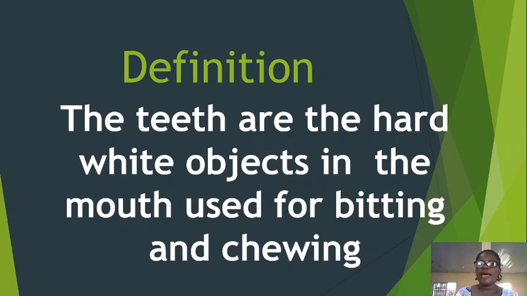The teeth are the hard white objects in the mouth used for biting and chewing. Let's take it again. The teeth are the hard white objects in the mouth used for biting and chewing. I hope you have all taken that with me.